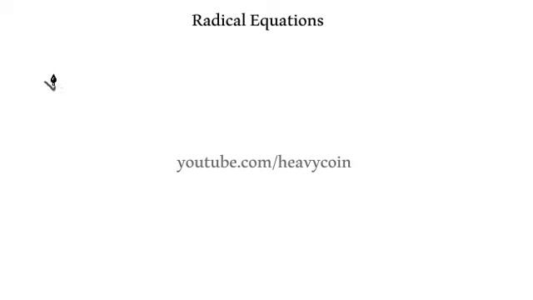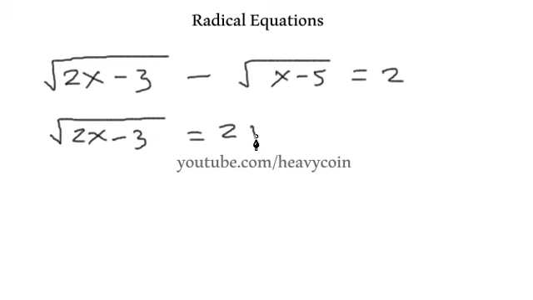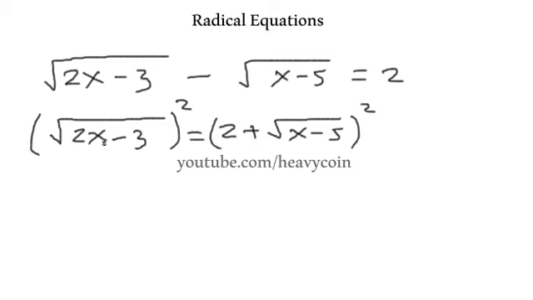Alright, let's see. If we have the square root of 2x minus 3 minus the square root of x minus 5, and we're going to set that equal to 2. So the first thing I'm going to do here is take this over to the other side. So we have the square root of 2x minus 3 is equal to 2 plus the square root of x minus 5. Now, remember, to get rid of these radicals, we square both sides, so that's what we're going to do. I'll just write it in right here. So we're going to square both sides, which gets rid of the radicals.